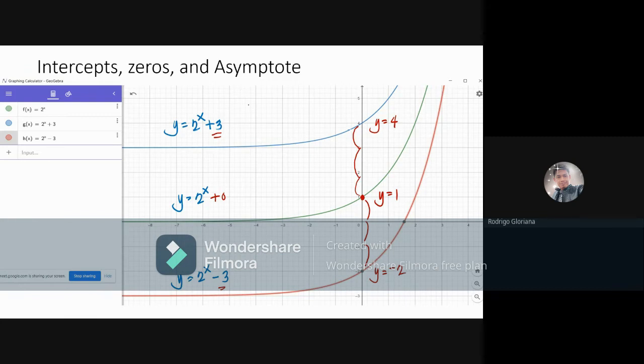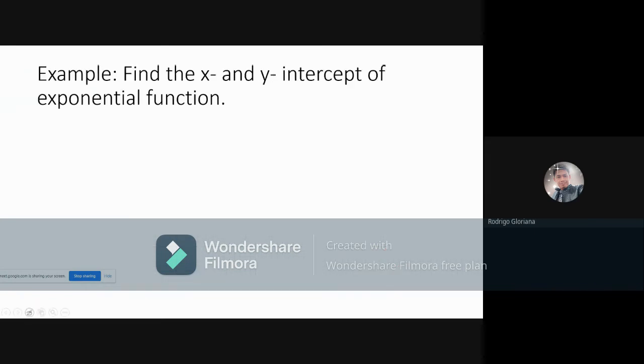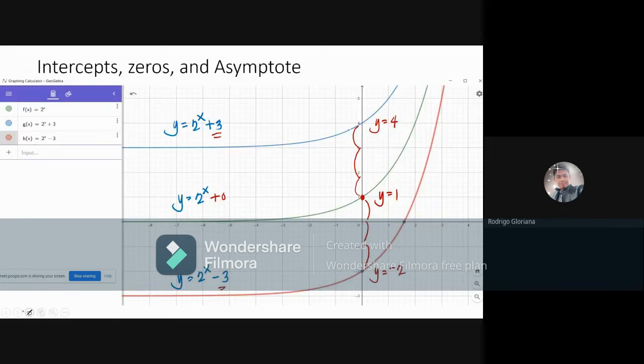So, to solve for the y-intercept, we simply let x equal to 0. So, to solve for the y-intercept, we let x equal to 0.